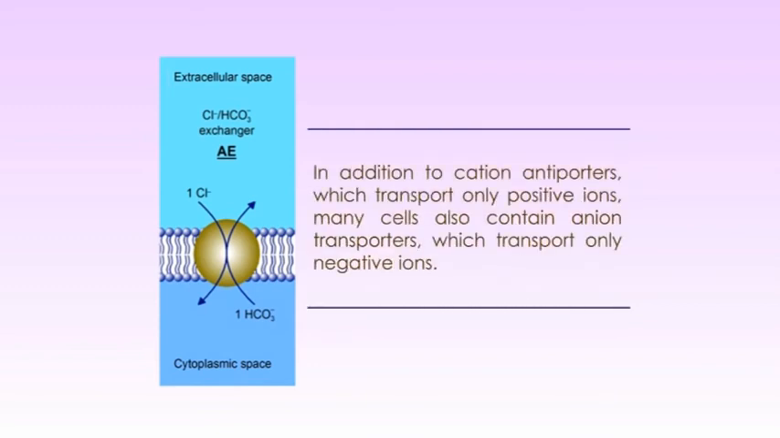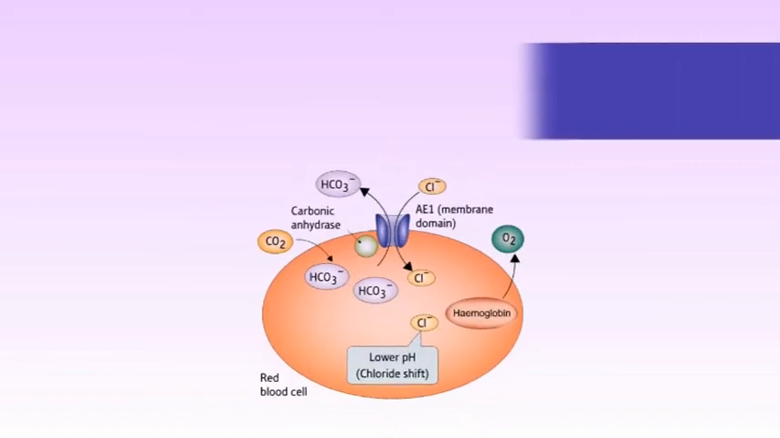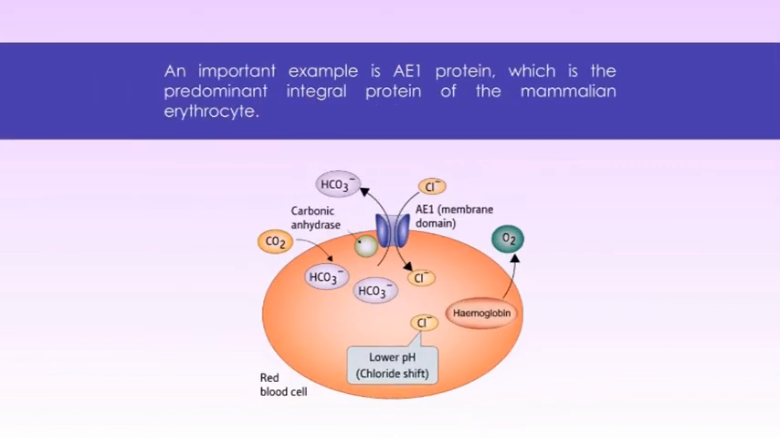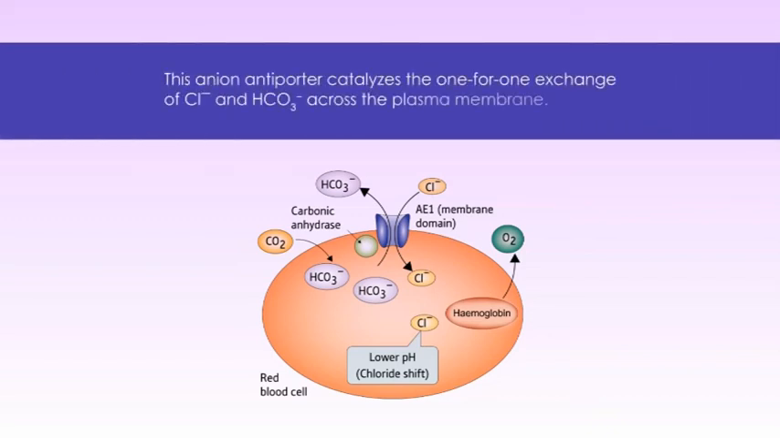In addition to cation antiporters, which transport only positive ions, many cells also contain anion transporters which transport only negative ions. An important example is AE1 protein, which is the predominant integral protein of the mammalian erythrocyte. This anion antiporter catalyzes the 1-for-1 exchange of a chloride ion and bicarbonate ion across the plasma membrane.